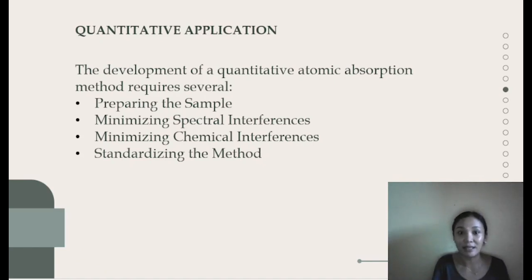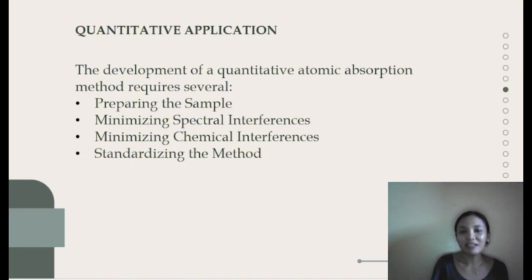And last but not the least is the application of a method which is background correction, especially the utilization of a continuous source like T2 DAP. That is how we minimize spectral interferences.